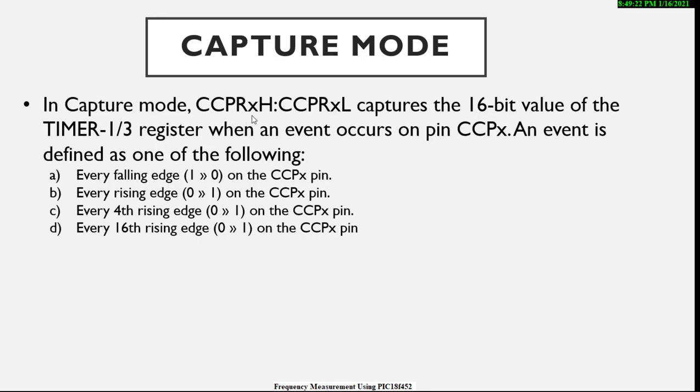So the CCPRx register captures the 16-bit content of Timer 1 or Timer 3, either Timer 1 as the base timer or Timer 3 as the base timer. This capture register basically captures the content of the timer when an event occurs on the CCPx pin, either CCP1 or CCP2. So what is this event? An event may be one of the following: it will capture the timer value at every falling edge, or at every rising edge, or at every 4th rising edge, or at every 16th rising edge.